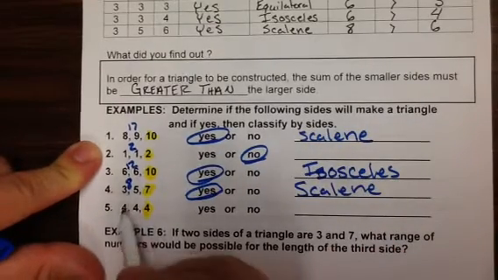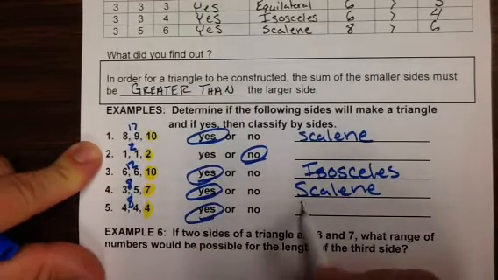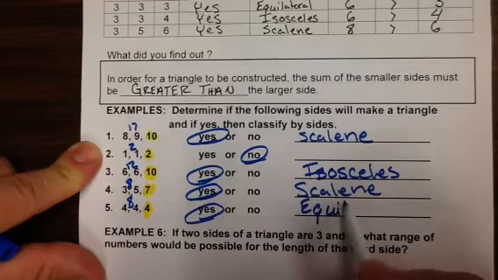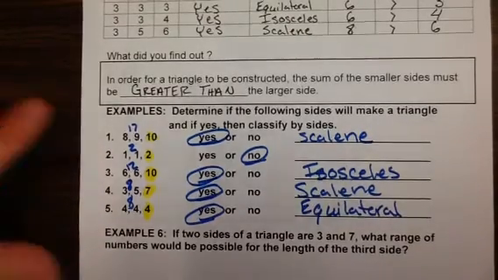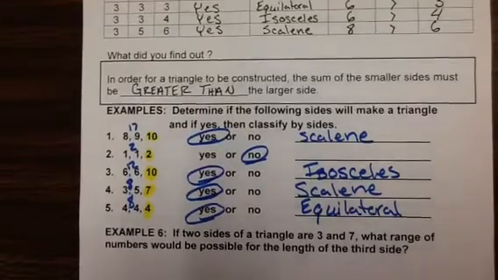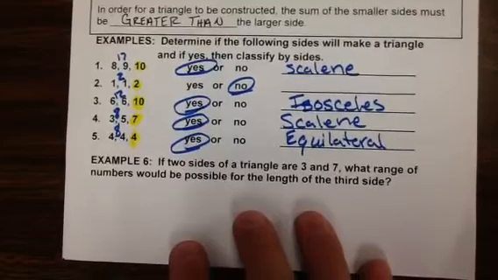4, 4, and 4. 4 and 4 give me 8. 8 is larger than 4, so yes, it would be a triangle. In this case, it would be an equilateral triangle. So, real quick way to check and see if you have a plausible triangle in front of you.